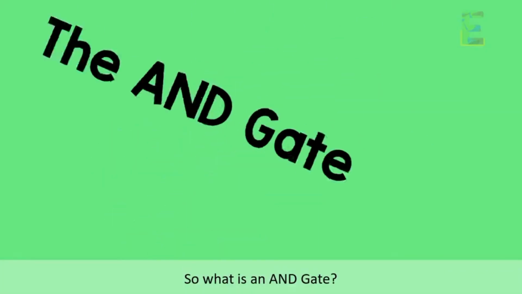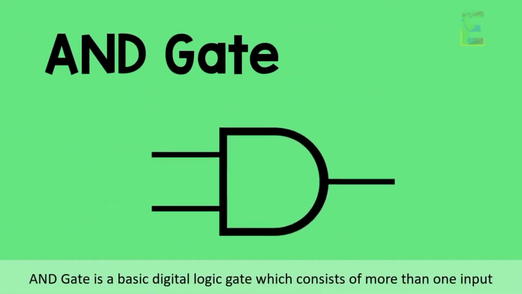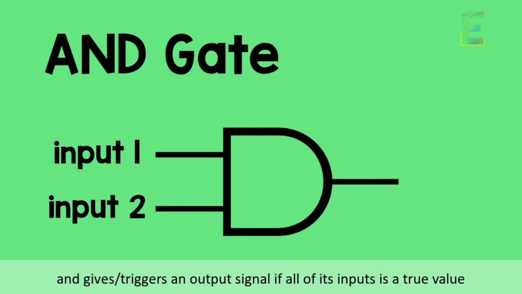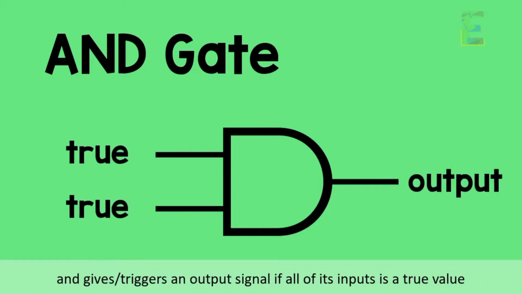What is an AND gate? An AND gate is a basic digital logic gate which consists of more than one input and gives or triggers an output signal if all of its inputs are a true value.